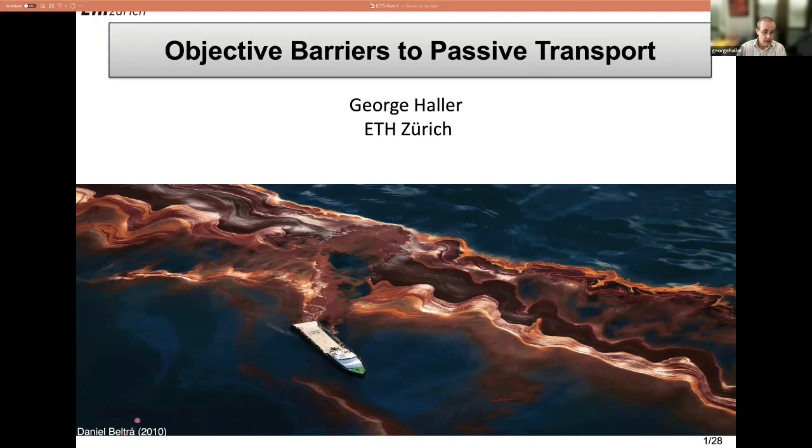This is an image from a professional photographer, Dania Beltra, that I have found very inspiring, showing structures in the ocean during the Gulf oil spill. And I think you might see this picture coming up again, but the main message from this picture is that there are very well-defined structures in the ocean that govern the transport of all sorts of things, not just in the ocean, but in other flows. And over the past, I would say probably 20 years, there's been substantial progress in understanding these.